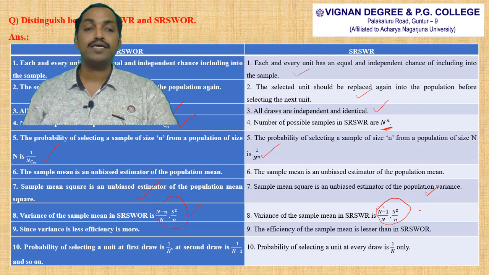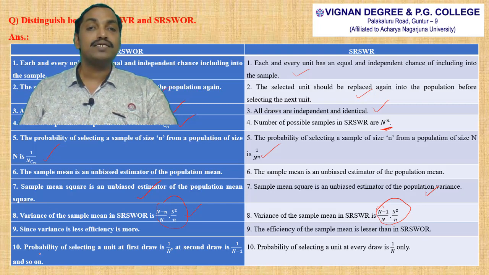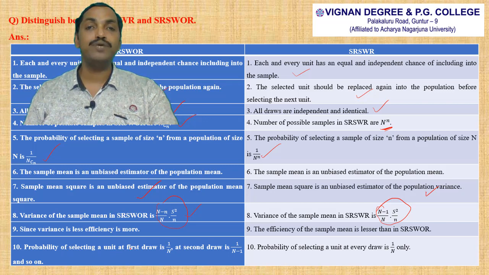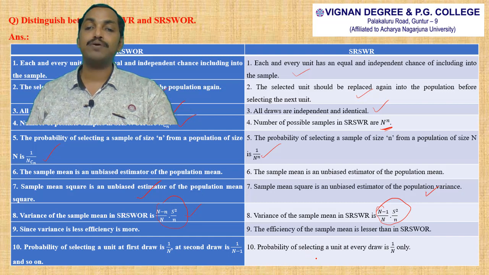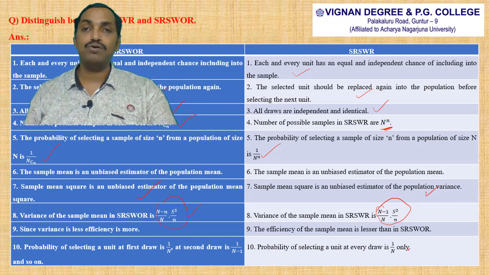And the last one is, in simple random sampling without replacement, the probability of selecting a unit at first draw is 1 by capital N, at second draw is 1 by capital N minus 1 and so on. Whereas in simple random sampling with replacement, the probability of selecting a unit at every draw is 1 by capital N only.